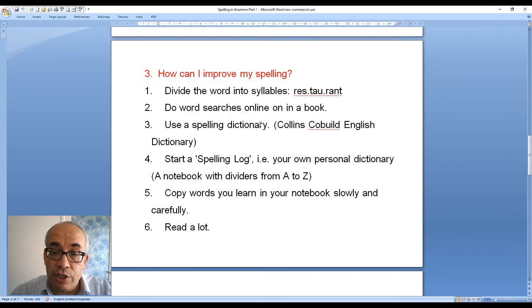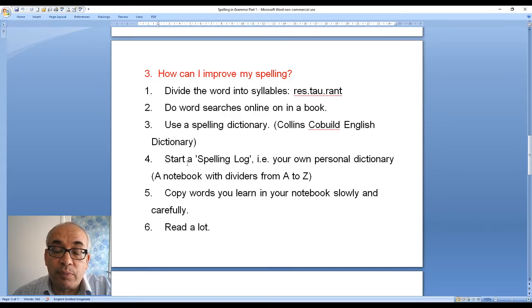Use a spelling dictionary. A dictionary will tell you the correct spelling. If you look at the words, they are in alphabetical order, so you can find the correct spelling in a dictionary. I advise you to buy the Collins Co-Build English Dictionary. This is the best dictionary in the world for me, you know.